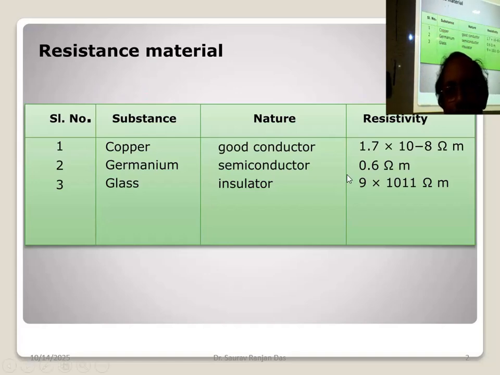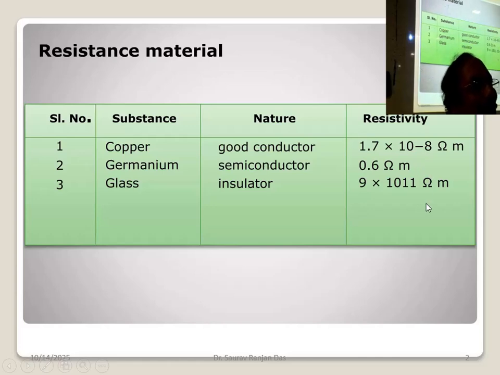Copper is a good conductor, so resistivity is 1.7 times 10 to the minus 8. Very, very low resistivity. That means conductance will be just the inverse, so it will come in the range of 10 to the power 8 ohm inverse. Very high. Whereas for a semiconductor the value is 0.6 ohm meter. So if you take the inverse, 1 by 0.6, it is medium. This is 9 into 10 to the power 11.